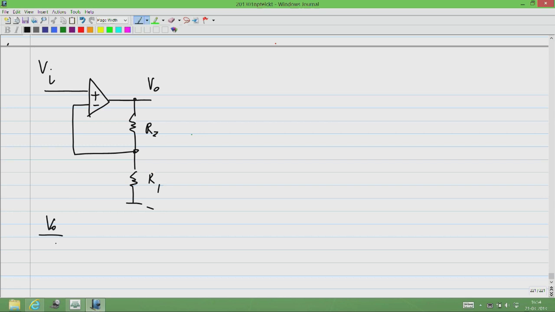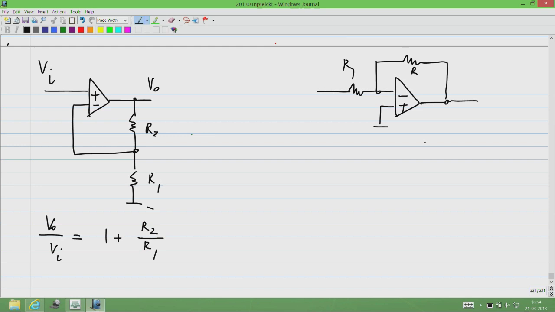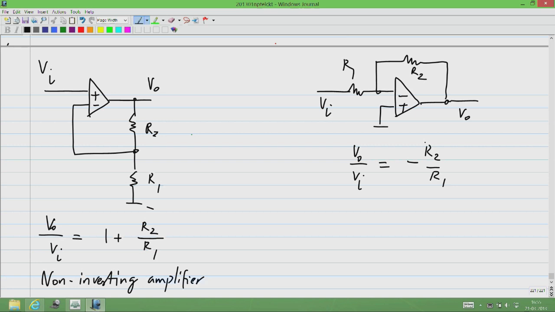And in this circuit, V0 by Vi equals 1 plus R2 by R1. And we have this other circuit. V0 by Vi equals minus R2 by R1. Now, because the gain of the circuit on the left side is positive, it is known as a non-inverting amplifier. And because the gain of the circuit on the right side is negative, this is known as an inverting amplifier.